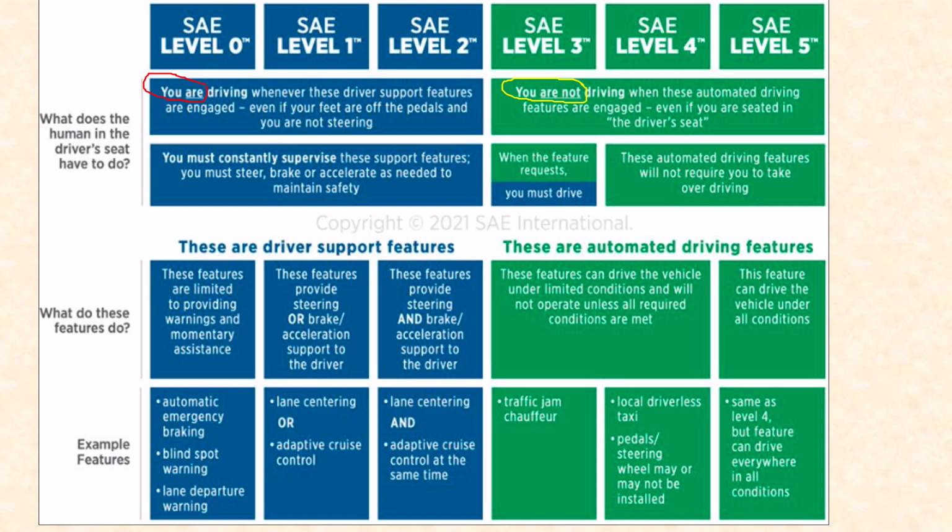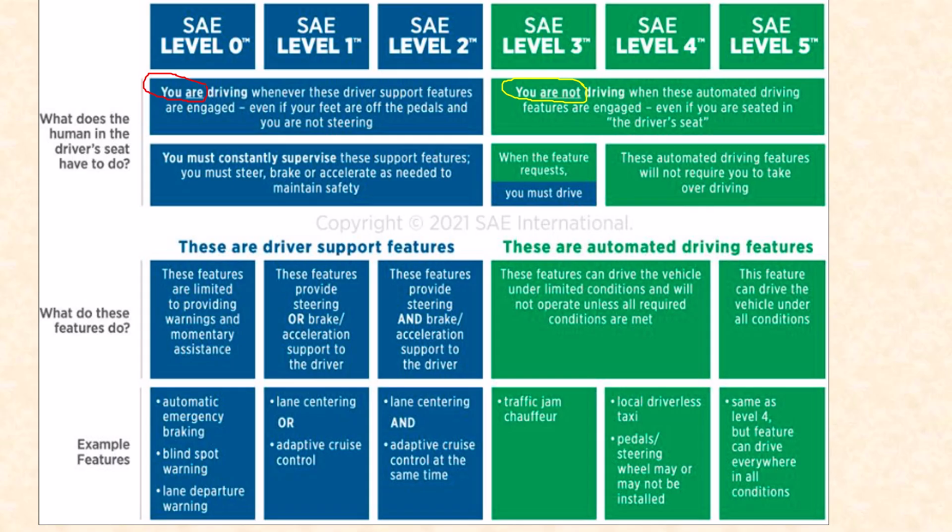So 100% relaxation is not possible in level 3, and these are automated driving features. Level 3 and level 4 features can drive the vehicle under limited conditions and will not operate unless all required conditions are met.